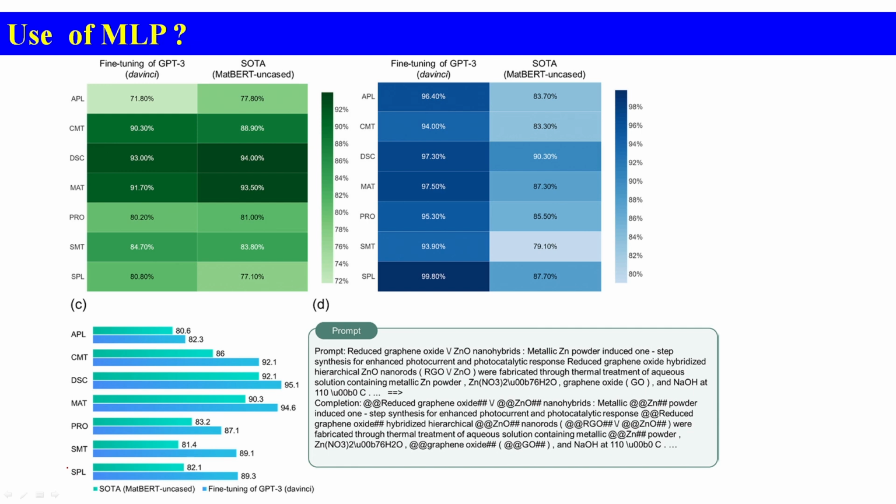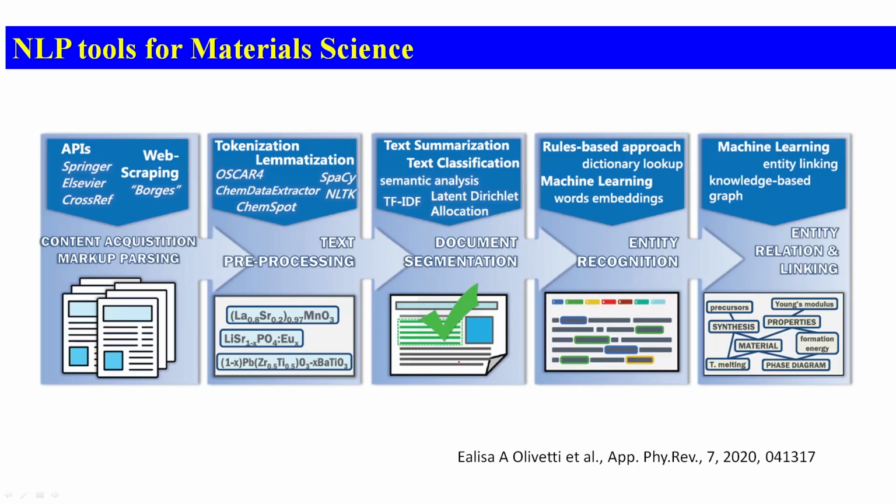Okay. So, first we can always use a prompt, like here we are talking about reduced graphene oxide nano hybrids, metallic zinc powder produced in step 1, synthesis of enhanced photocurrent and catalytic response, reduced graphene oxide hybridized. These are the text, and from this text we should be able to extract information about the battery or electrodes. So, what are the NLP tools, and how are they connected?